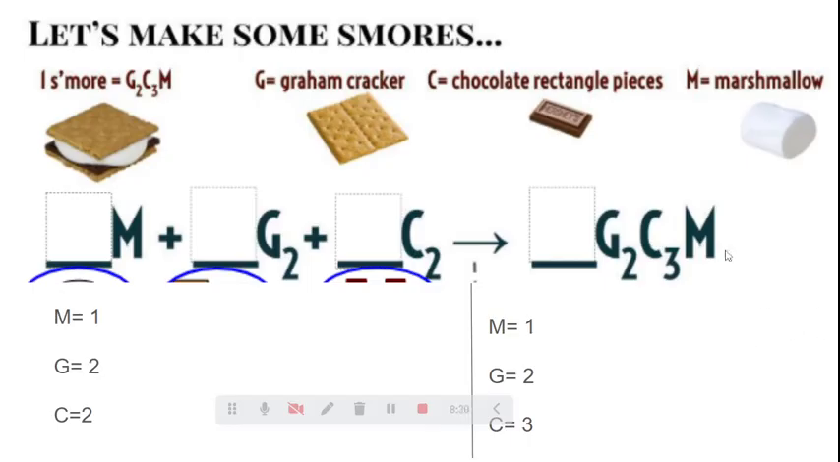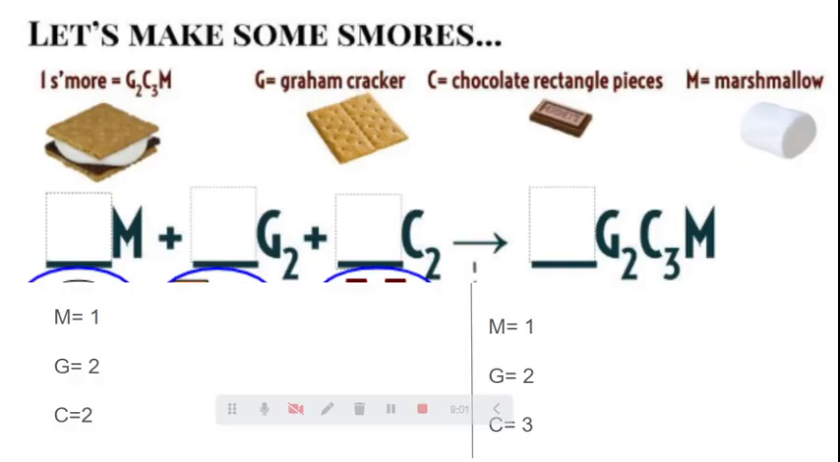So how many marshmallows do I have on this side? I have 1. How many graham crackers do I have? I have 2. How many chocolates do I have? I have 3. All right. So pause this video and see if it is balanced. So I have 1 marshmallow, 1 marshmallow. I have 2 graham crackers, 2 graham crackers. So far, everything looks balanced. But when I get down here to my chocolate, well, I have 2 chocolates on this side and I have 3 chocolates on this side. That means that this is not a balanced equation.